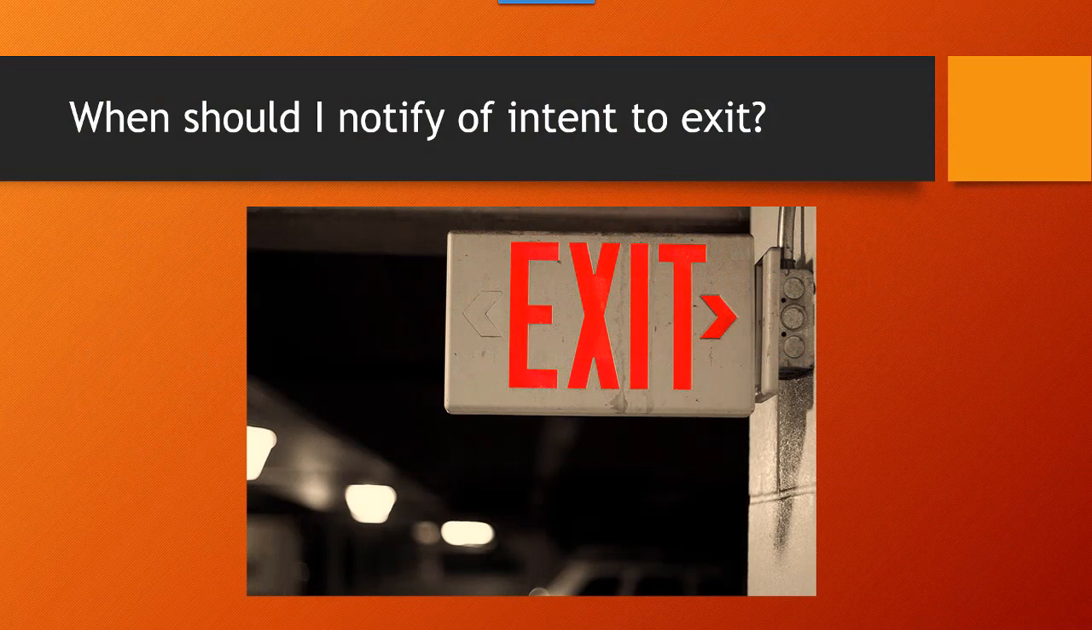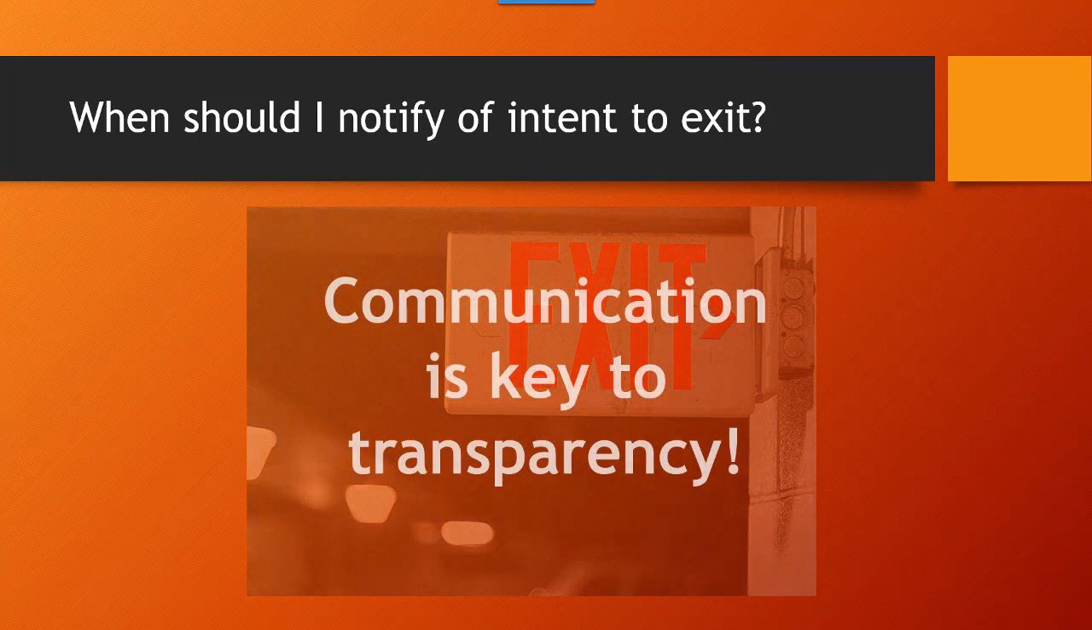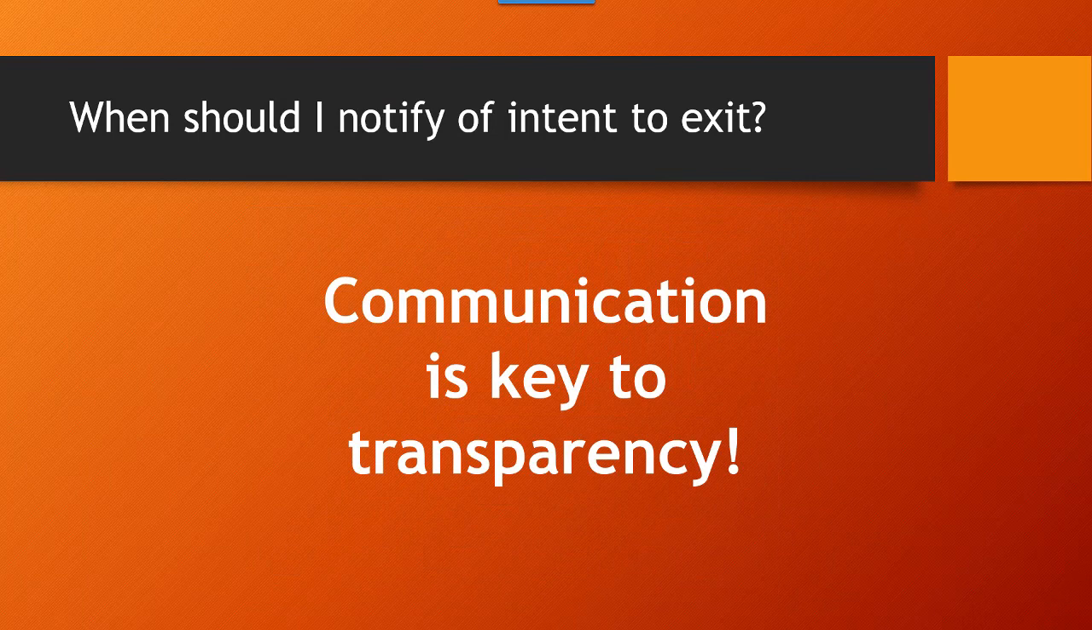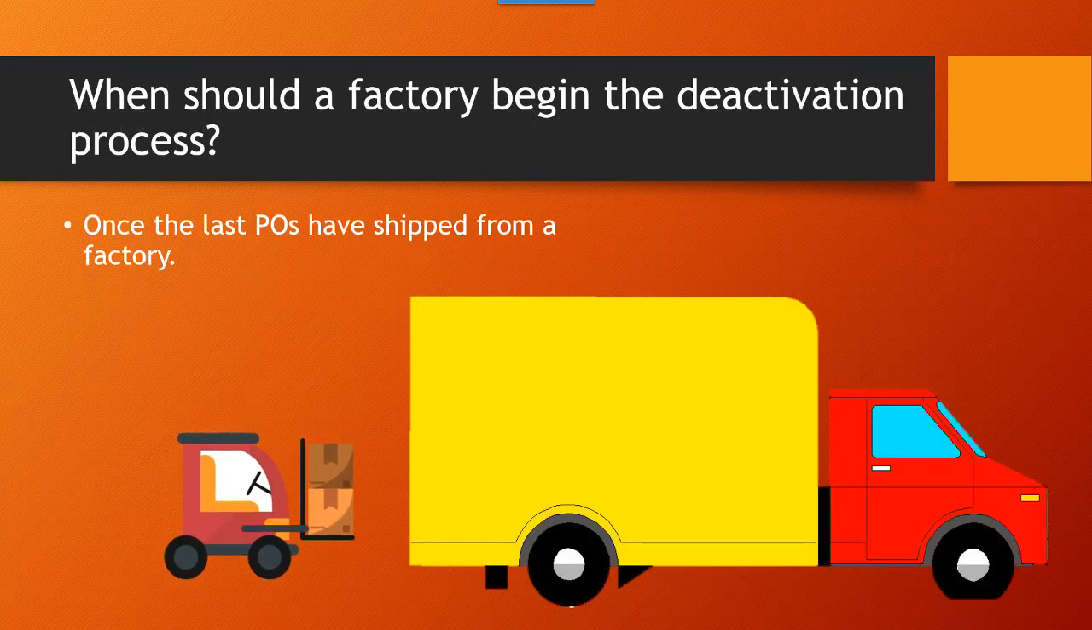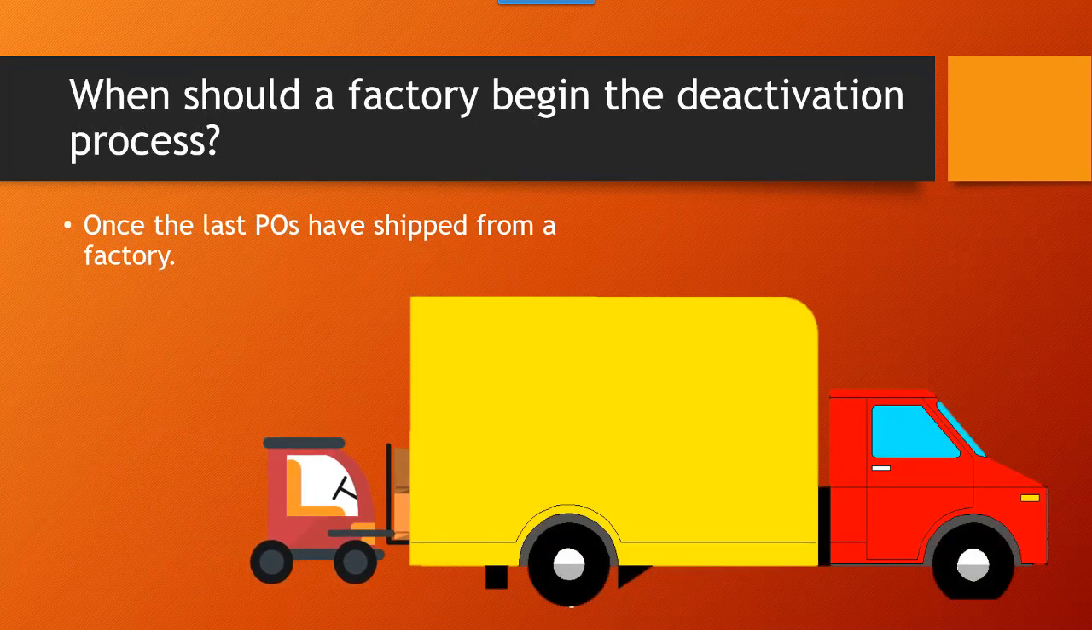As soon as the decision is made to end the relationship with a factory, the Fruit of the Loom CSR team should be notified. This can be communicated via email or identified on the monthly factory list. Open communication between the CSR, licensing, and sourcing team is key. Although the intent to exit a factory should be communicated in advance, the actual deactivation process doesn't begin until the final orders have shipped from the factory.